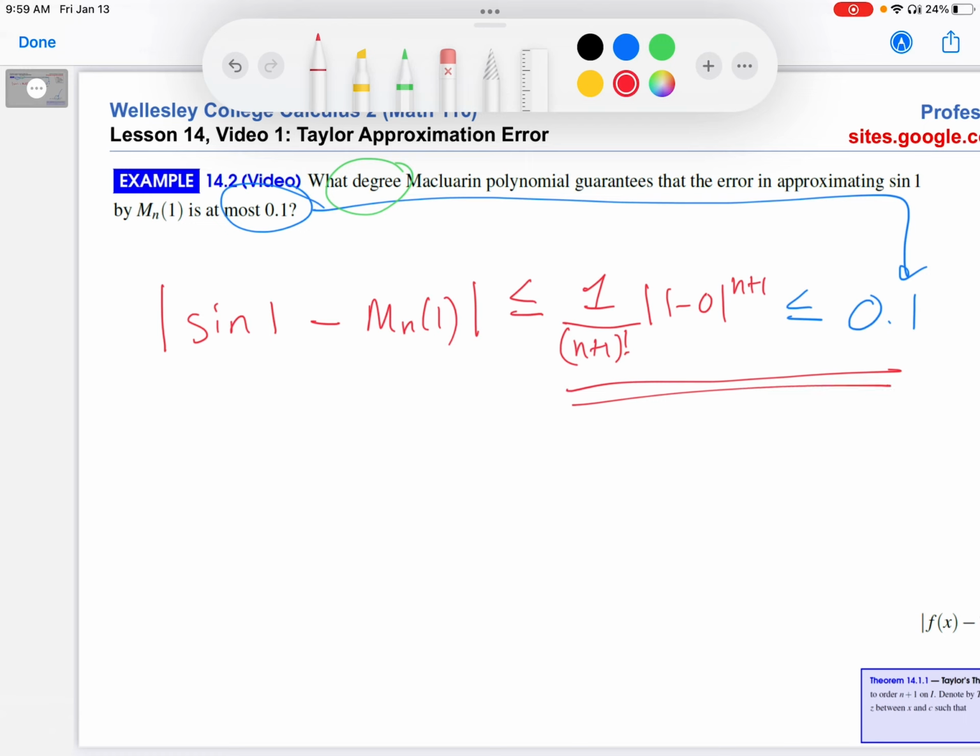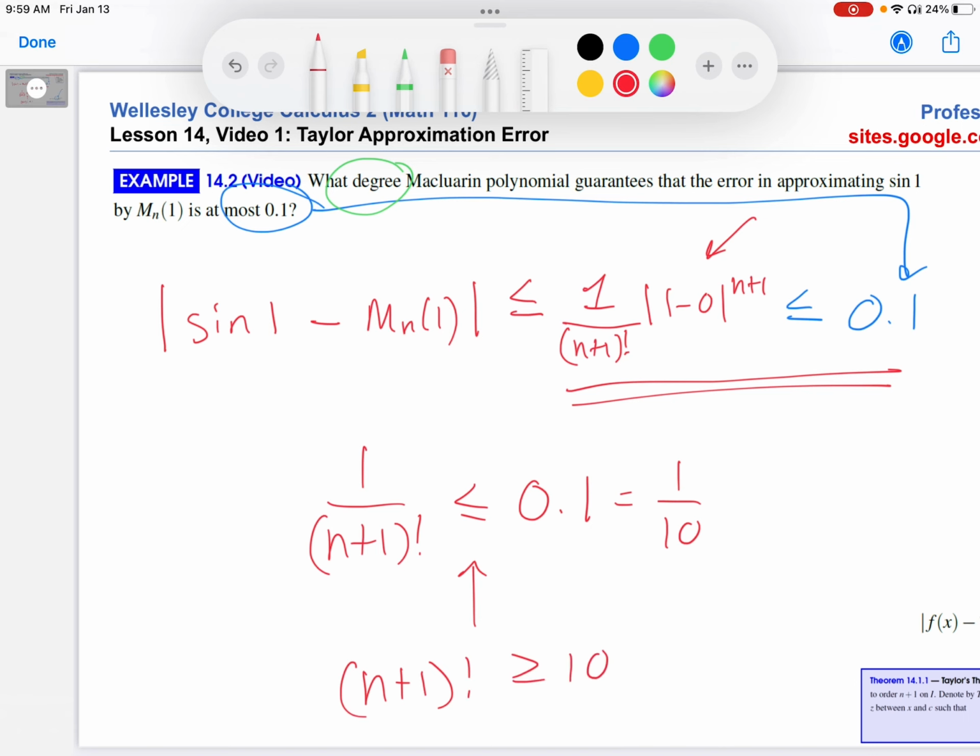So if I write out this inequality, first of all, 1 minus 0 is 1, raised to the n plus 1, that's just 1. So this inequality is 1 over (n plus 1) factorial less than or equal to 0.1. That has simplified considerably. 0.1 is 1/10. So now I can just take the reciprocal of both sides, which gives me (n plus 1) factorial bigger than or equal to 10.